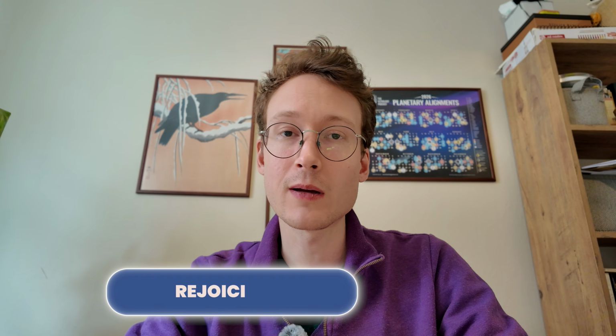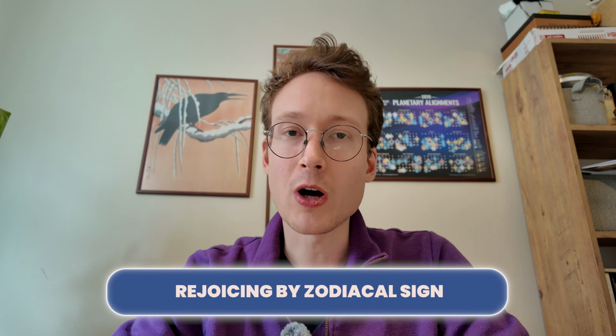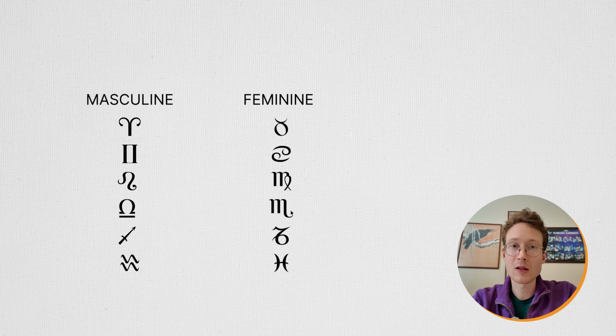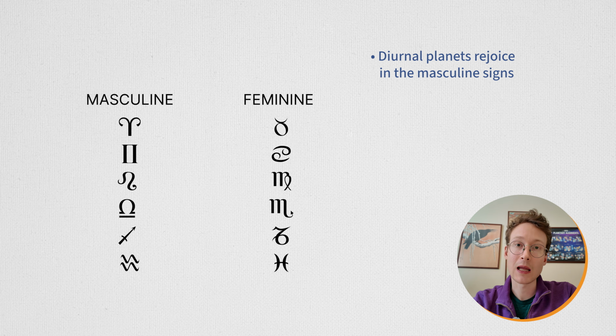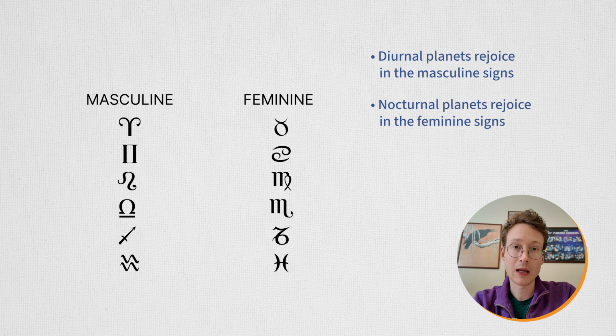The next sect rejoicing condition is rejoicing by zodiacal sign. Recall that each sign of the zodiac is assigned either a masculine or feminine classification. These are also either diurnal or nocturnal classifications. In general, a diurnal planet will rejoice in a masculine sign, whereas a nocturnal planet will rejoice in a feminine sign.